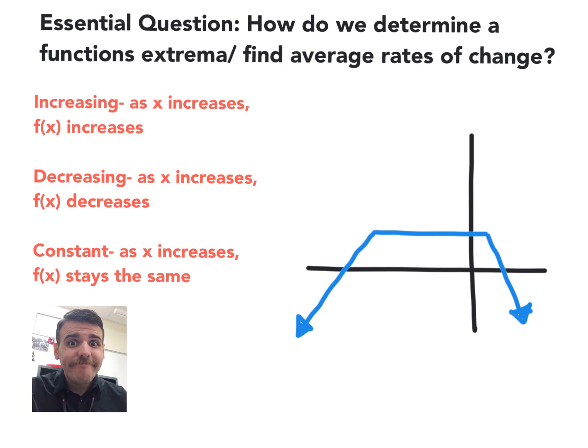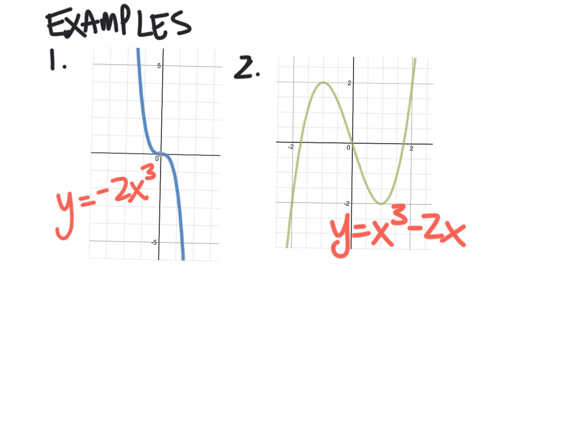Increasing: as x increases, f of x increases, right? These y values are increasing. For decreasing, as x increases, f of x decreases, so this would be decreasing. And finally, constant: as x increases, f of x stays the same, so we just get this flat line. Let's look at some examples.